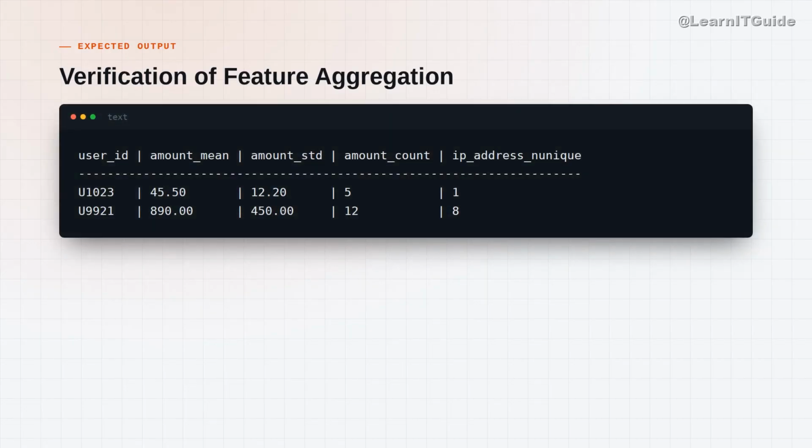When you run this aggregation, you get a clean summary. Look at user U9921. They have 8 unique IP addresses for 12 transactions. That is a massive red flag. This output confirms your feature engineering logic is working correctly before you even touch a machine learning model.